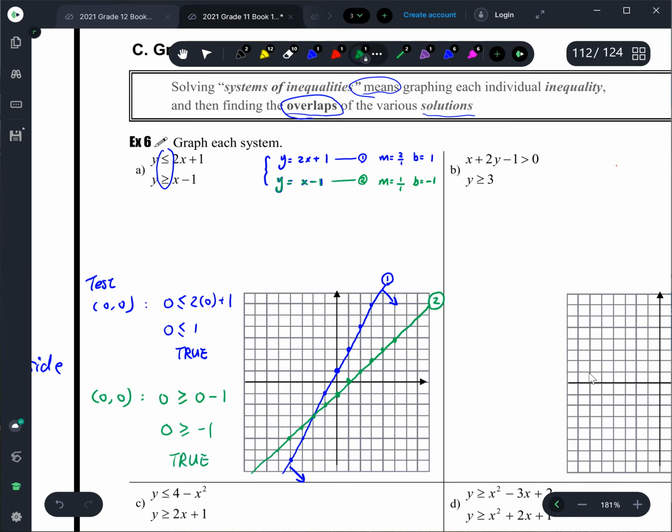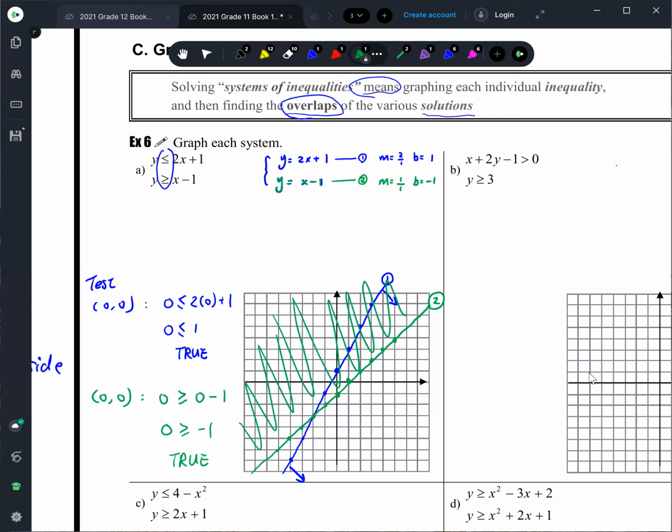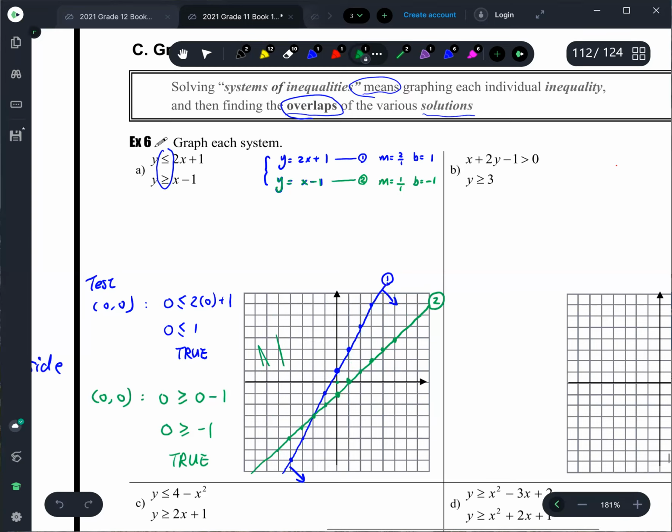Okay, so take a look. 0, 0 is right in the middle, right? So you want to shade the true side. So for the green line, it should be up here, right? Including the 0, 0, but don't do the shading yet. We just draw a little arrow.